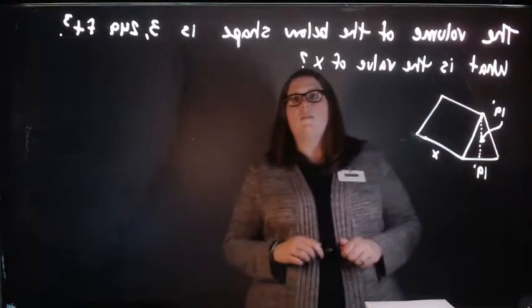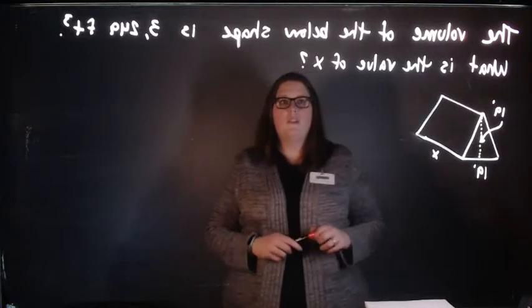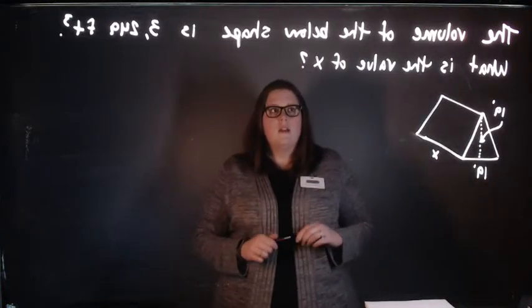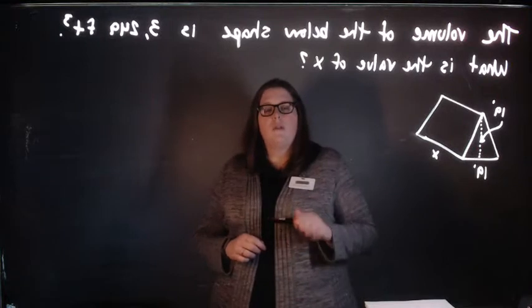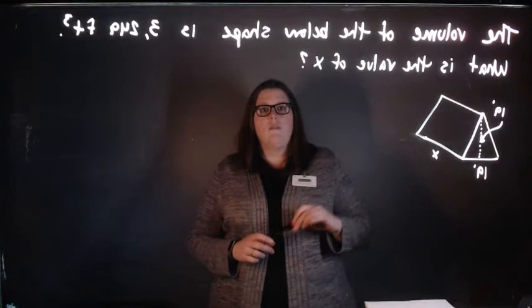Alright, the volume of the below shape is 3,249 cubic feet. What is the value of x? So first we want to look at our formula sheet and figure out which shape this is. This is a right prism.